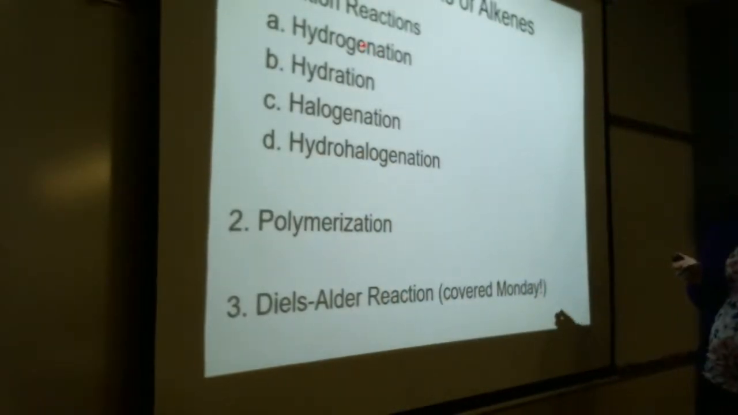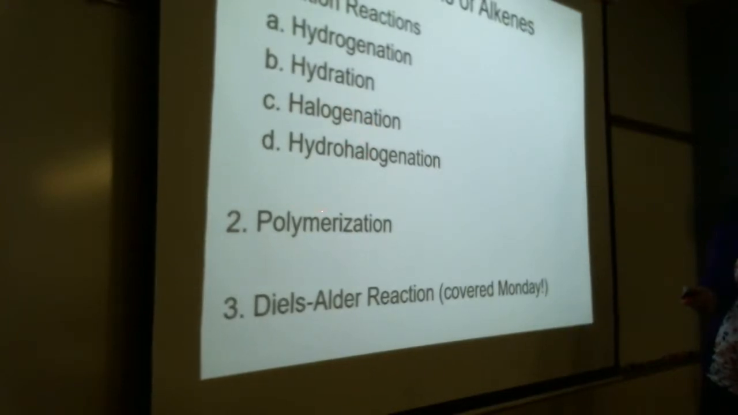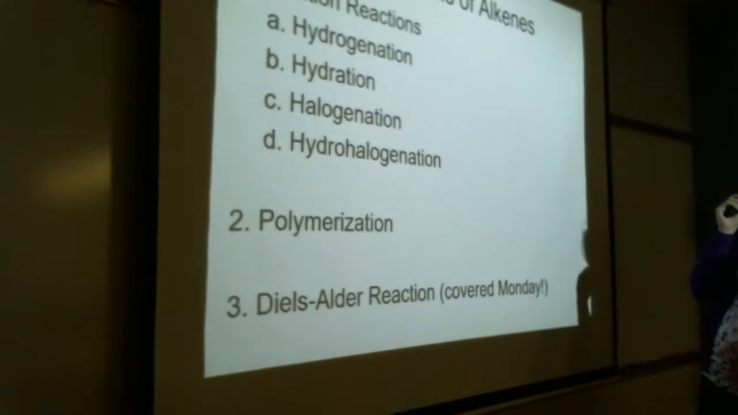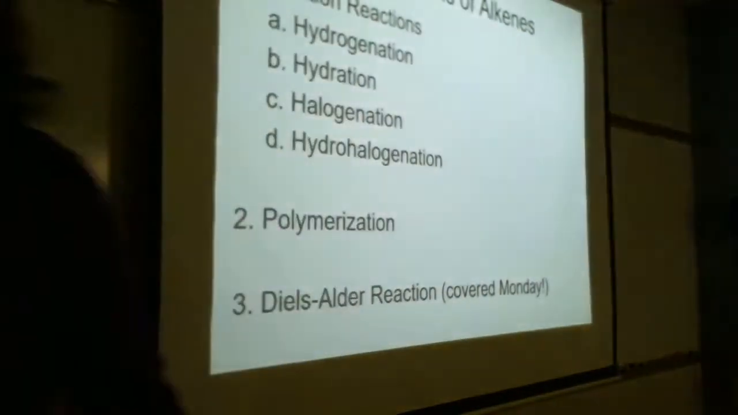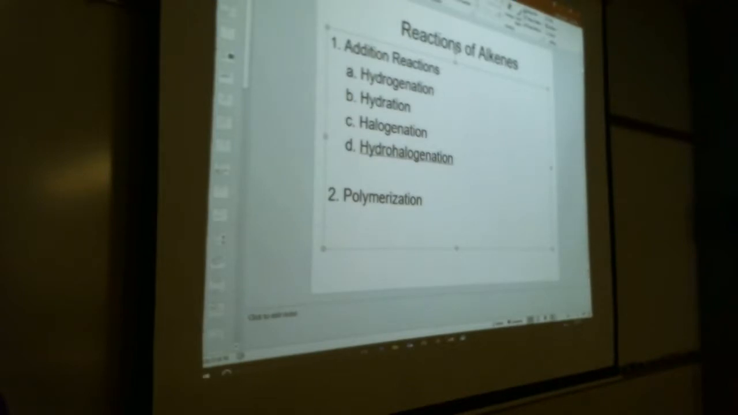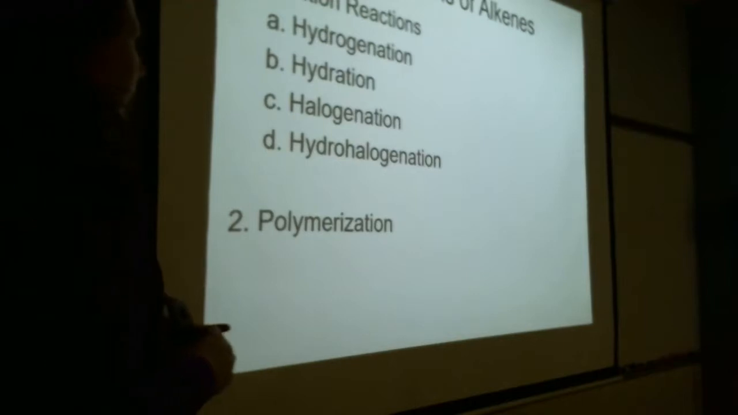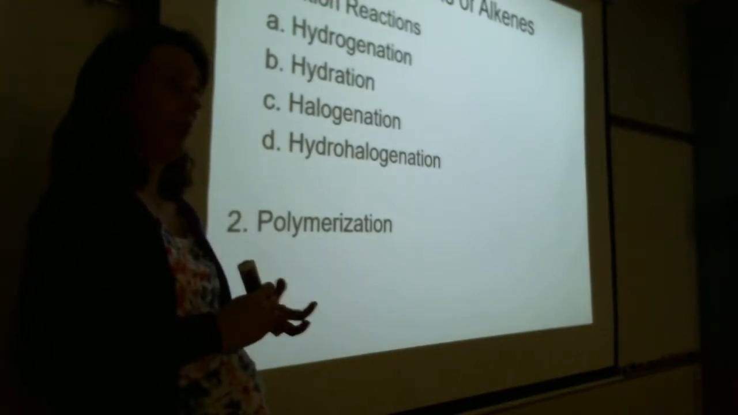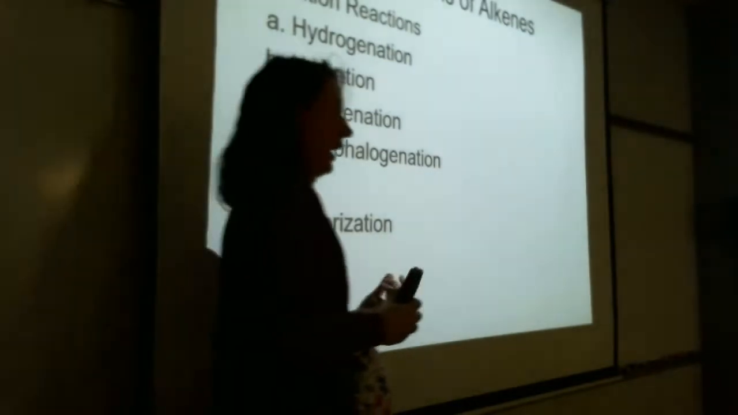We've got hydrogenation, hydration, halogenation, hydrohalogenation, polymerization, and then we're just going to very briefly talk about Diels-Alder. I don't know if we'll get to it today. So I'm actually going to even take that off. I don't think we're going to be able to get through all of those today, but we can definitely get through the first five. And if we get to Diels-Alder today, great. Diels-Alder is technically not in your elementary organic book. It's just something I like to introduce because it is a really interesting alkene reaction.